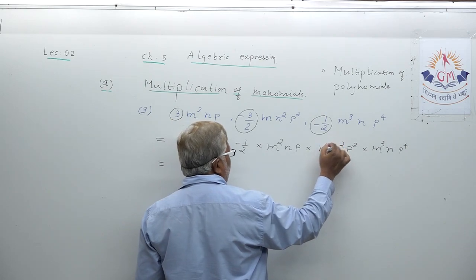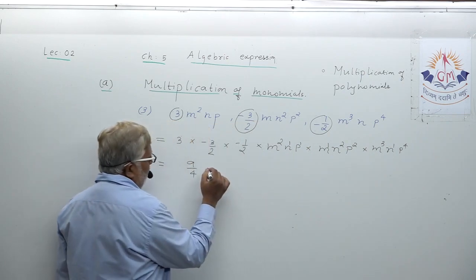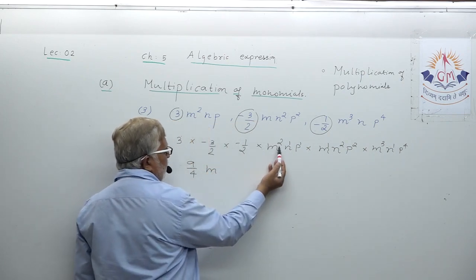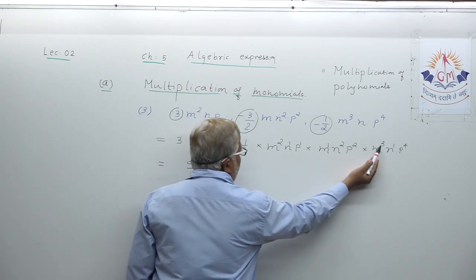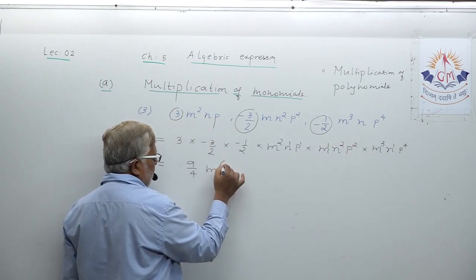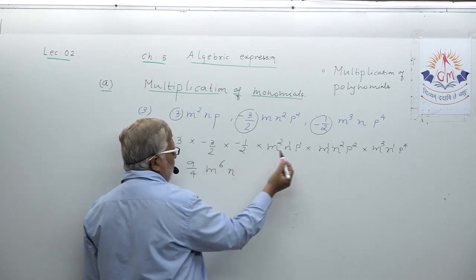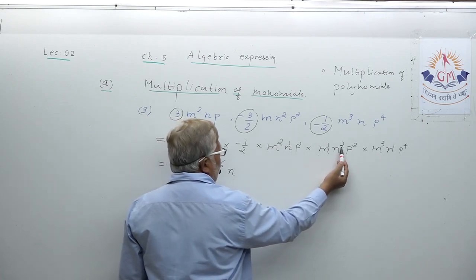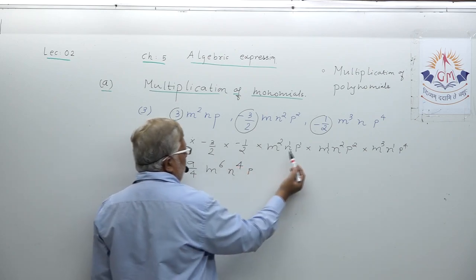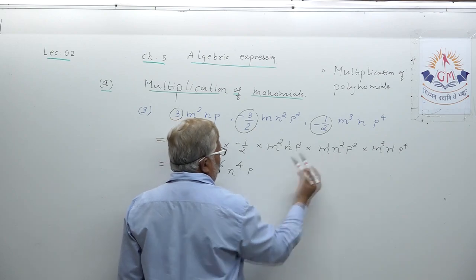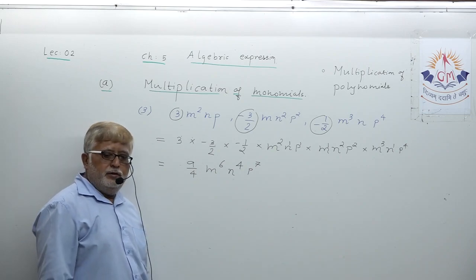Here no power of m means 1, here 1, here 1, here 1. So let us multiply m. Please concentrate, dear student. 2 plus 1 plus 3, it will be 6. Is it clear in your mind? You understood this, okay? Now n, 1 plus 2 plus 1, that is 4, okay? p, 1 plus 2 plus 4, that is 7. You got the correct answer without any mistake, okay?